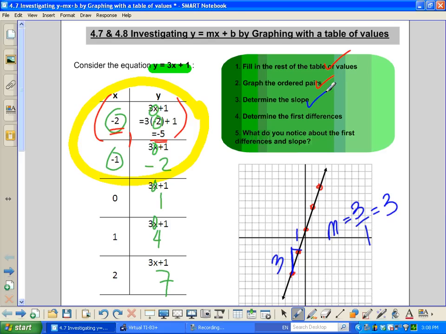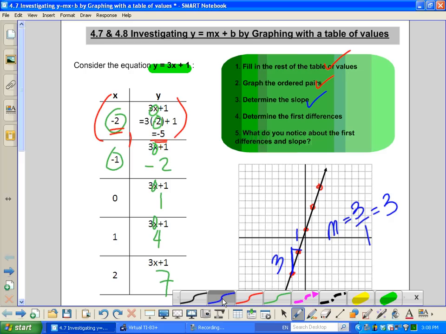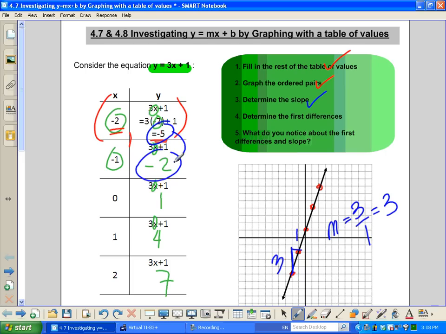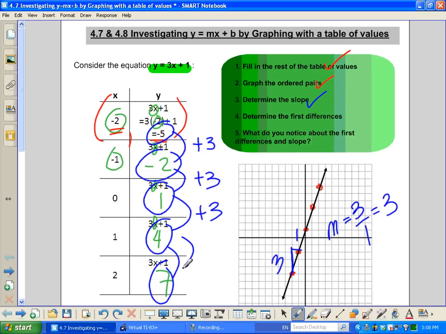Determining the first differences. So this is a bit of a new concept that we talked about in class today. We talked about the first differences, explaining the change in y. So the differences between these y values. So we ask ourselves, what's the difference between -5 and -2? It actually is +3. Add 3 to -5 in order to get the next number, which is -2. What's interesting is that we're adding 3 in all of these cases. That's what makes it linear. That's what makes it a line.